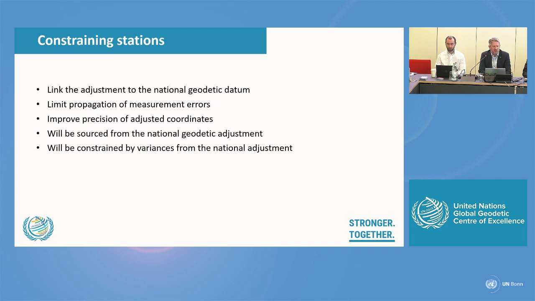So we also use constraining stations. This is where we're talking about linking the adjustment to the national geodetic datum. You can link it to a regional frame or you can link it to an international frame. And you're trying to limit the propagation of measurement errors. We're trying to improve the precision of the adjusted coordinates. And this will be sourced from the national geodetic adjustment, and you'll use that as a constraint of the variances in the national adjustment.